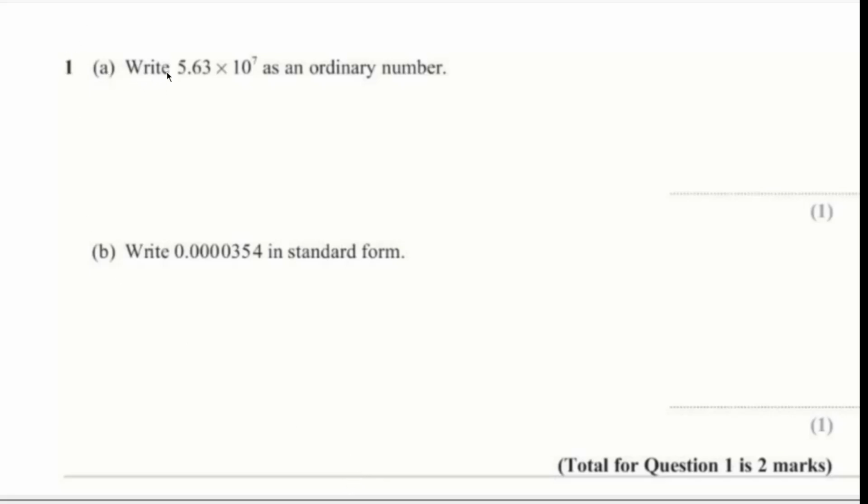Question 1, Part A: write 5.63 × 10^7 as an ordinary number. When we are asked to write any number as an ordinary number, we have to write the number in its fullest form. So how do we write this one in its fullest form? You can use the calculator straight away for this question, as this power of 10 is the smallest one. So let's use the calculator.